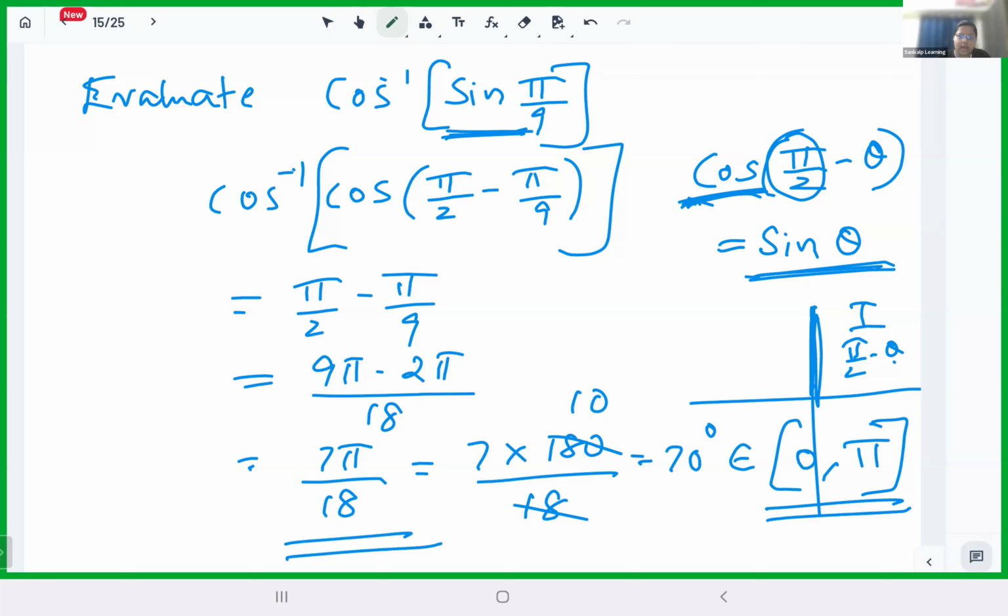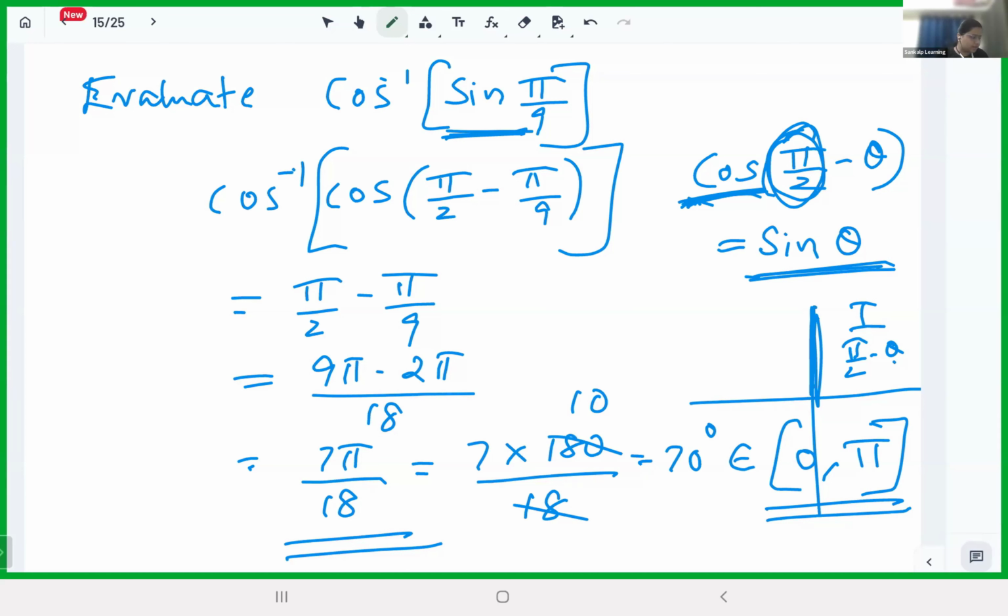So these types of questions can also be asked, where within the bracket you may get a function different from the function outside the bracket. What we have to do is change it into its co-function. That is, we have to apply the reduction formula and change the angle into some multiple of pi by 2 minus theta. Then only the co-function will come. All right, so this was another type of question from that pattern.